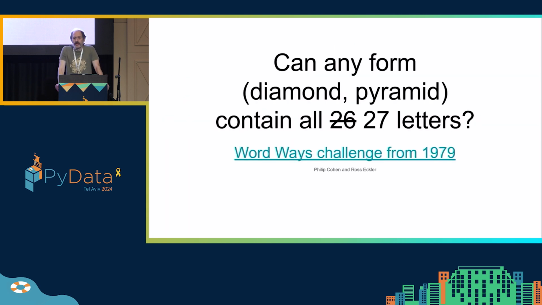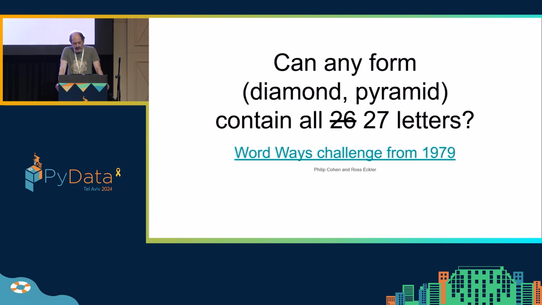I want to show today a problem that I think is beautiful. It's non-textbook. I consider it real world. I'm not sure if you would. It's non-trivial. And it will show us how to use OR-Tools CP-SAT, some modeling principles, and the general approach for the solution. This question was posed by Philip Cohen and Ross Eckler in 1979 in the journal Word Ways as a challenge: can any form, like a diamond or a pyramid, contain all 26 letters?